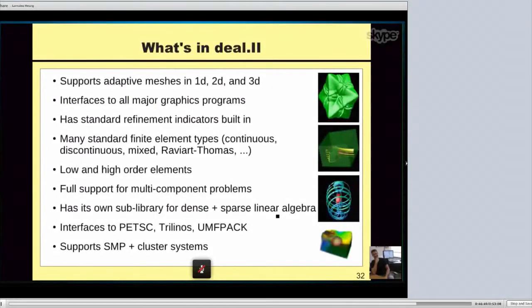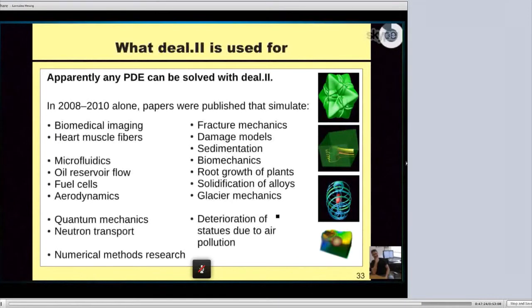The sort of things that it supports are, for example, meshes in 1D, 2D, 3D, fully adaptive. It has interfaces to all the major graphics programs. It has automatic refinement. It has every single finite element you can think of, low and high order. And as I say, it has interfaces to most of the big linear algebra packages. It supports computations on multi-core desktop machines, for example, or laptops, but also clusters up to more than 10,000 processors. It's been used for practically every purpose in the world.